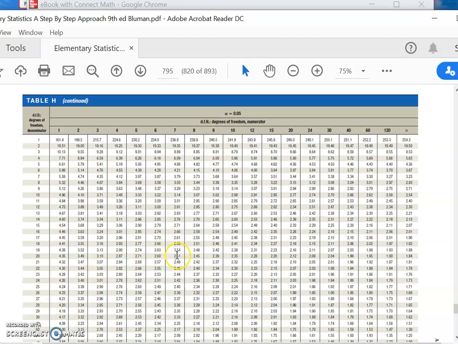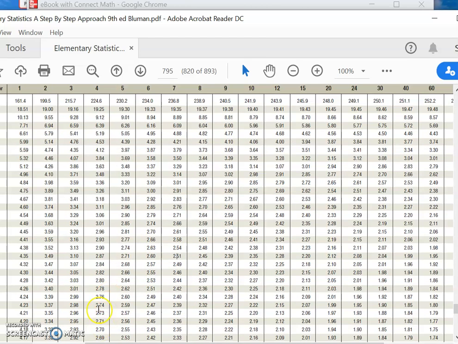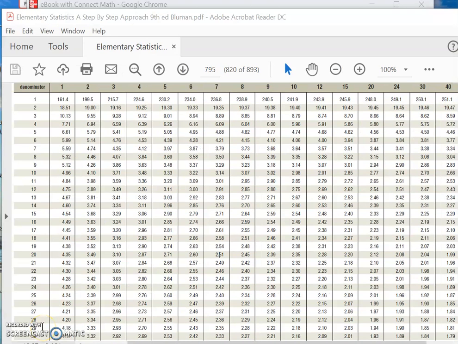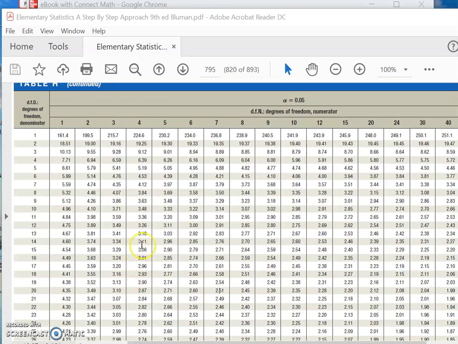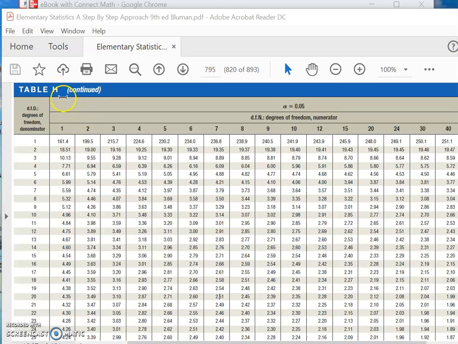Okay, so let me see if I can make this a little bit bigger. But if I make it too big, it won't fit on the screen. Just give me a minute here. Okay, so to find the critical value, first of all, you go to the appropriate table. It's in table H, but there are several in that group of tables. So it's absolutely critical you go to the appropriate table.